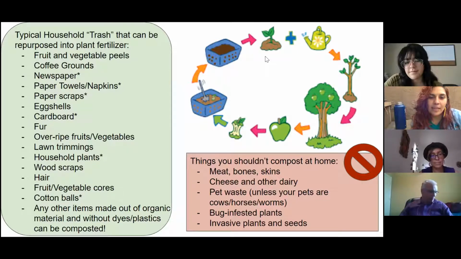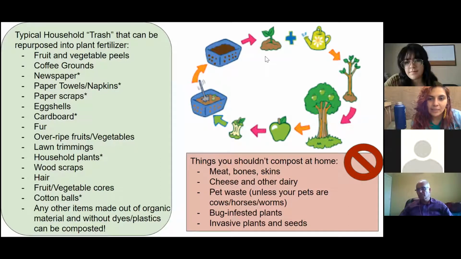If you're composting household plants, you want to be careful that they're not bug infested, because the bugs can live in the plants, and then if you're composting them, you're just basically reintroducing the bugs back into your compost and your plants. And Bridget actually enlightened me to this, that if you are composting what are considered invasive plants, they can be so resilient that even if you're trying to get rid of them, they will live on through the compost. So just be wary of that.